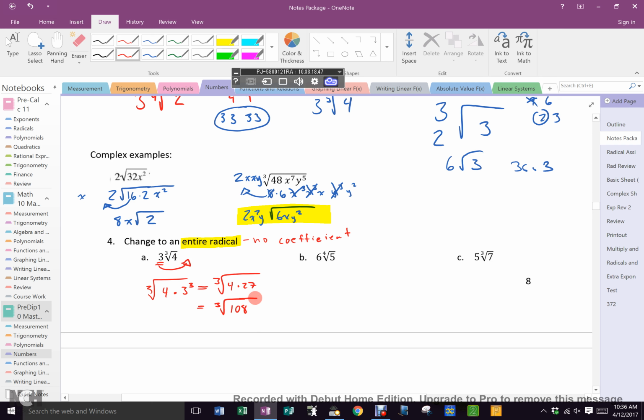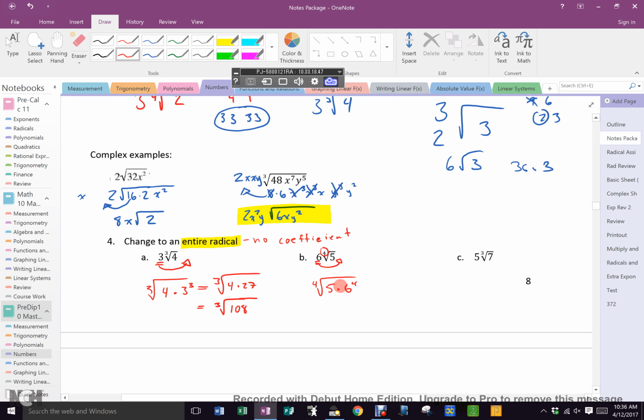Okay. So if there's a 6 out here and it's a 4th root, how many 6's were under there? 4. So this is the 4th root of 5 times 6 to the 4th. Right? 6 to the 4th is 36 times 36, which is 1,296. Somebody check.